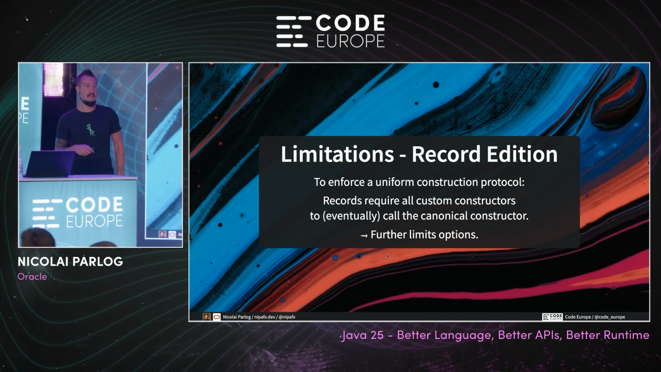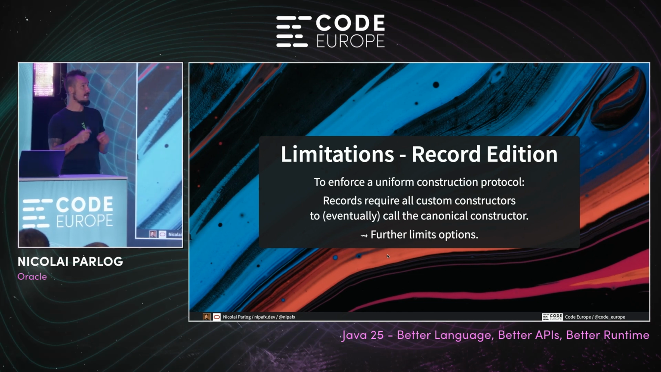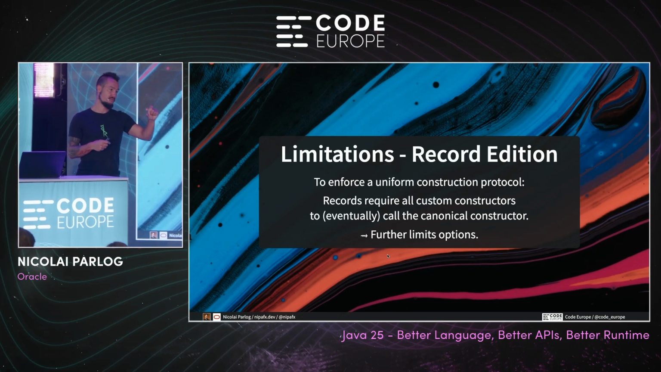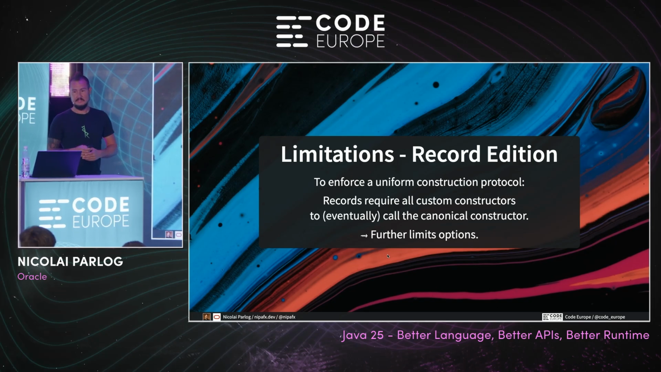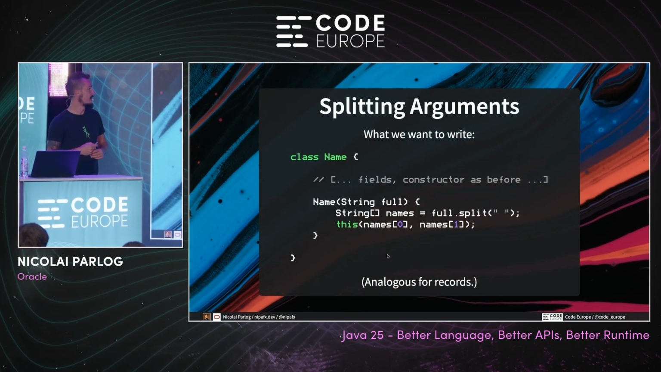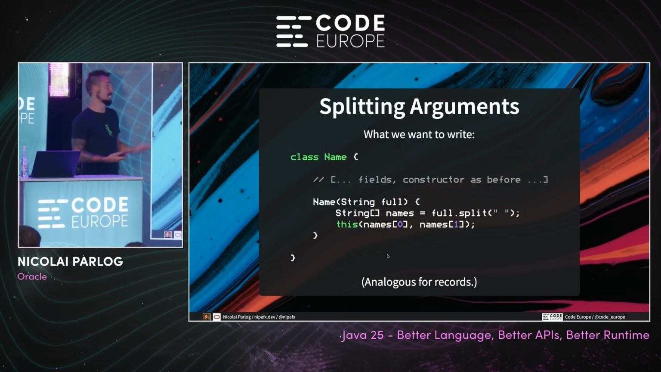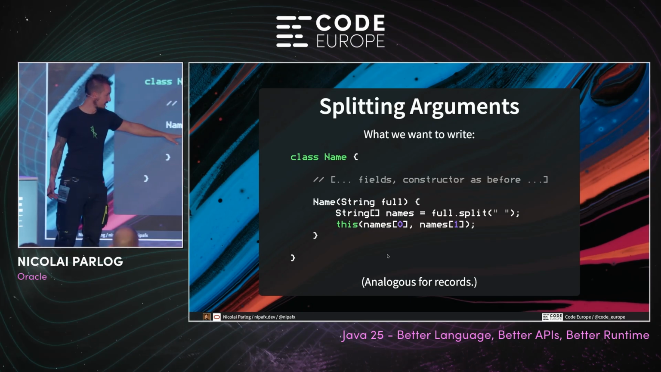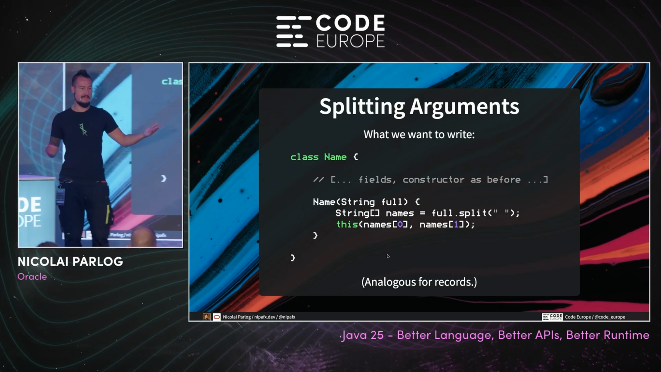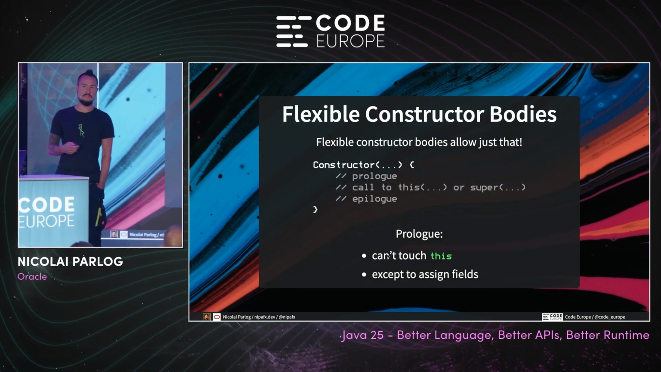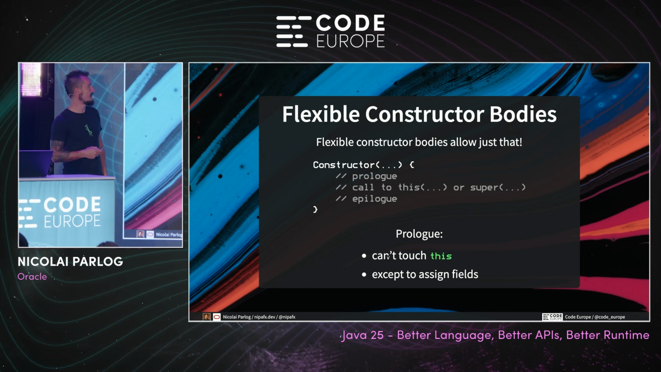And records make this even worse because record constructors require chaining. This idea that there should be one canonical constructor that does all the important checks is enforced by records. So that further limits the options that you have. And what we actually want to write is this: we do the split, and then we maybe do some checks, and then we call the constructor. That should be easy, right? And flexible constructor bodies in JDK 25 do allow that now.